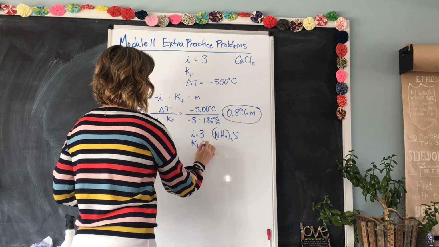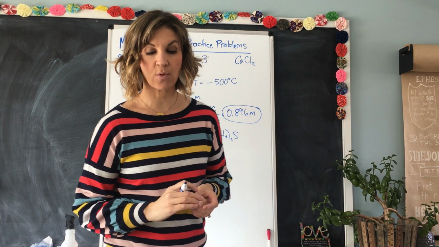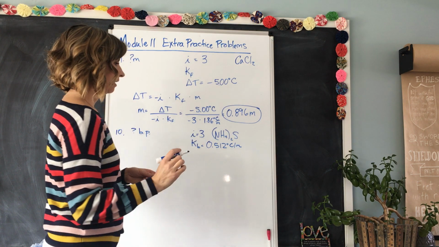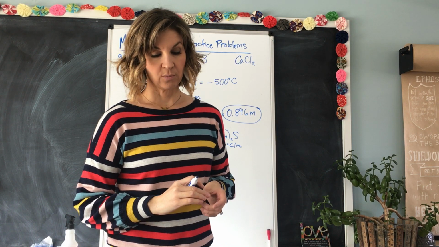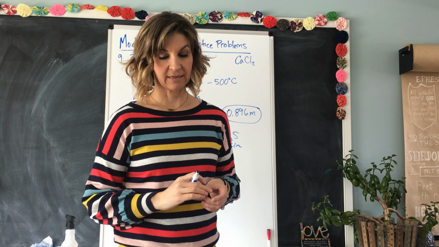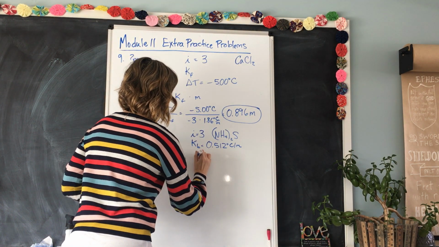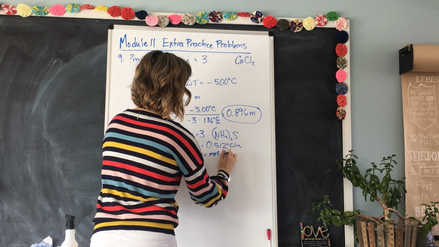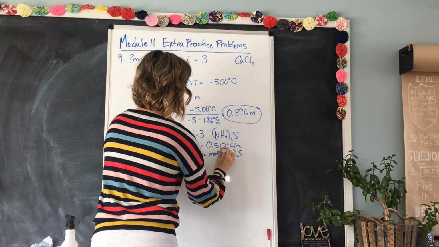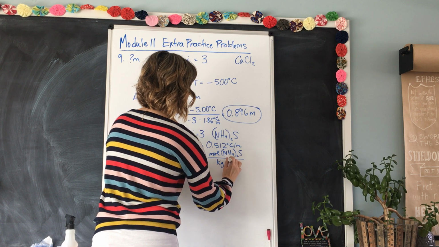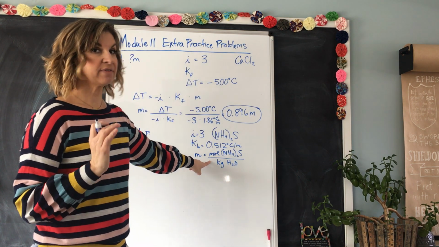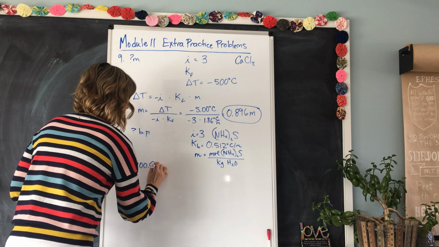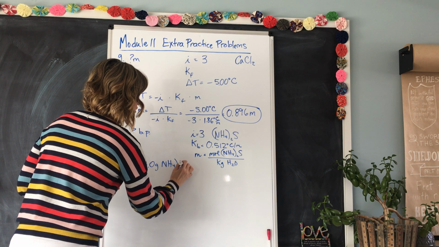The Kb, we know, is given to us at the top of the page. It's 0.512 degrees Celsius per molality. And then we would be able to figure out the molality of the solution. So let's figure that out right now. Molality equals moles in this problem of (NH4)2S divided by kilograms of H2O. Okay, we don't have the moles yet, but we do have the grams for (NH4)2S. We have 100.0 grams of (NH4)2S.